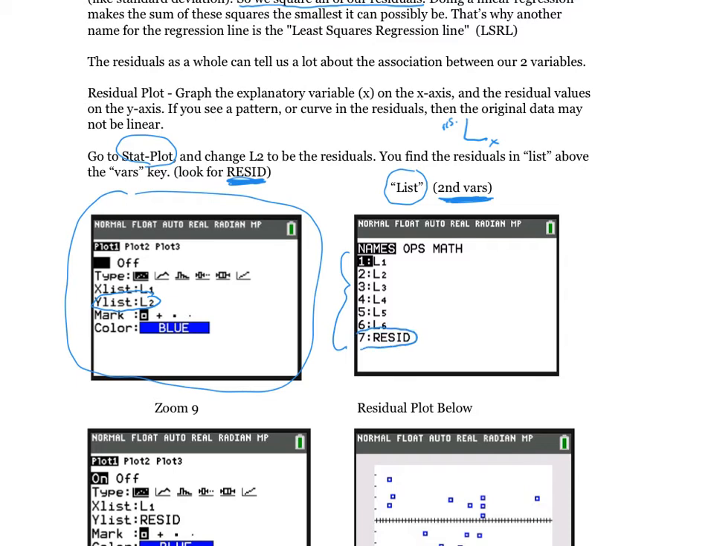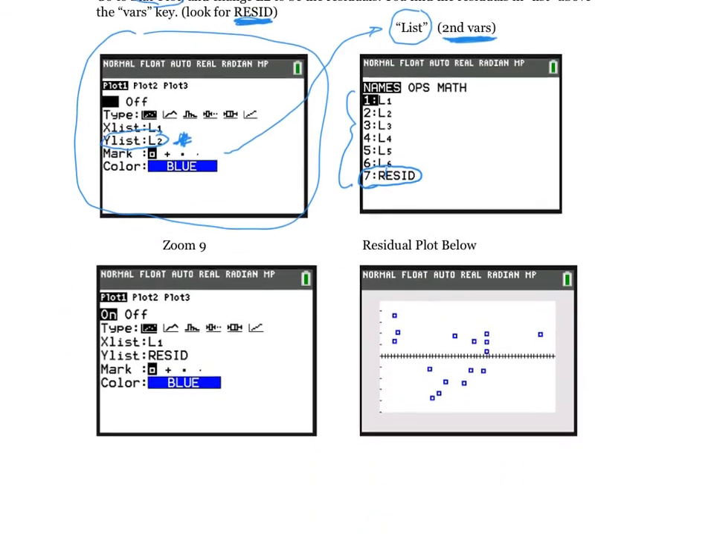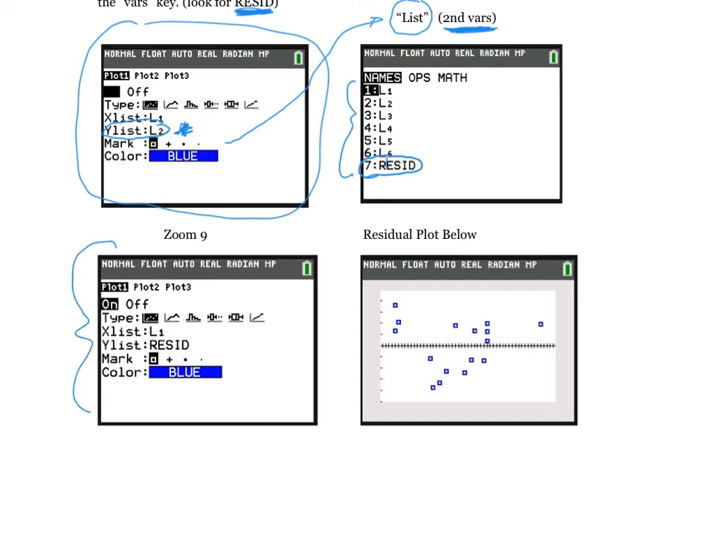What we want to see is the resid variable. It may not be number 7 on your calculator. It might be further down. They're in alphabetical order, so you'd have to page down possibly to get resid. But you'd put your cursor blinking on the Y list, and then you'd hit the second variables, and then you'd page down to residuals, and you would click on the residuals. That'll insert it into the Y list. So your screen would look like this, on the bottom here. So resid takes the place of the L2, and then you would do the zoom 9. And you get this residual plot.